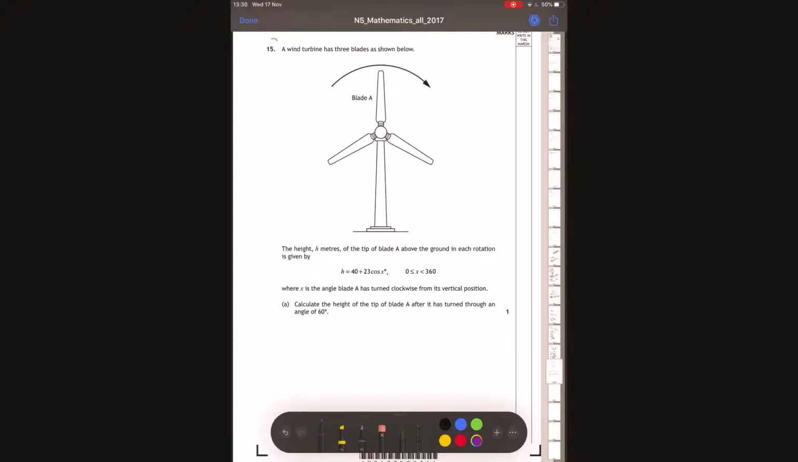Question 15. My favourite, quadratics. I've said the indices is my favourite, functions is my favourite, quadratics is my favourite, but you can't have three favourites, so put it this way, it's top three.